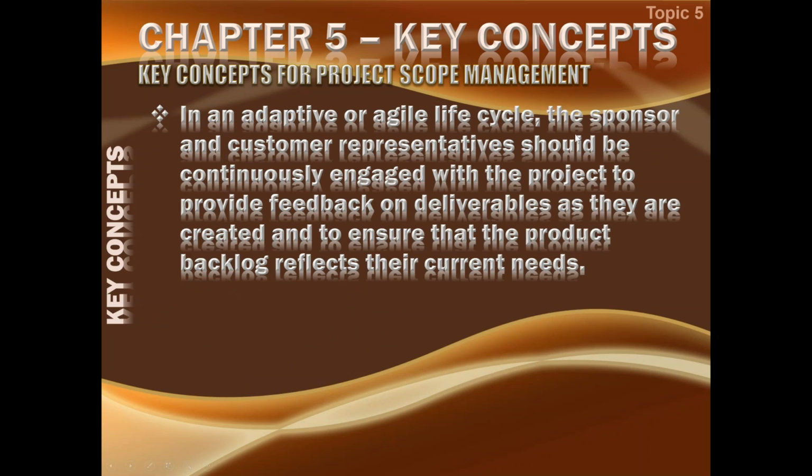In an adaptive agile lifecycle, the sponsor and customer representatives should be continuously engaged with the project to provide feedback on deliverables as they are created and to ensure that the product backlog reflects their current needs. So, the customer is engaged with the project on a continuous basis. Every 2 weeks, they are getting something out of the project. They can review it and decide whether this is acceptable or not, and if it is acceptable, what their future requirement should be.